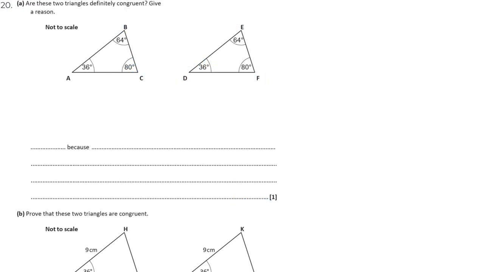Are these two triangles definitely congruent? Give a reason. Now we can see that they look pretty similar and they've got exactly the same angles. I've got 36 and 36, and I've got 80 and 80, and I've got 64 and 64. So they certainly look pretty darn alike. But can I definitely say that they're congruent? Well, we've got several tests for congruence that we know about for triangles, and they have fancy names. One is side, side, side. One is side, angle, side. One is angle, side, angle. And one is RHS. So they're the 4 different tests for congruency that we need to know for GCSE.